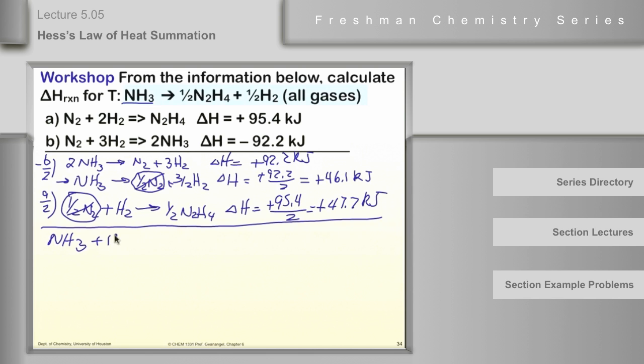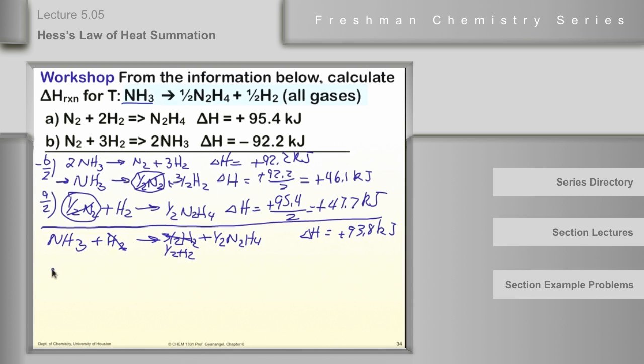NH3 plus H2 goes to 3/2 H2 plus 1/2 N2H4, and the delta H for that is the sum of these two, plus 93.8 kilojoules. But we've got hydrogen on both sides of the equation, right? So we've got to cancel out and get it on one side. So 3/2 over here, 2/2 over here, that'll cancel, and this will make 1/2 H2.